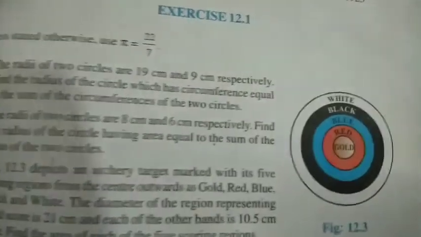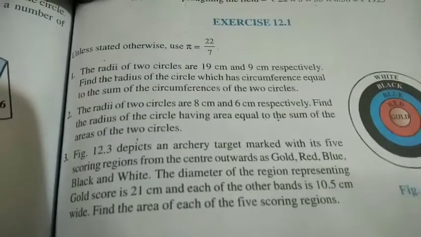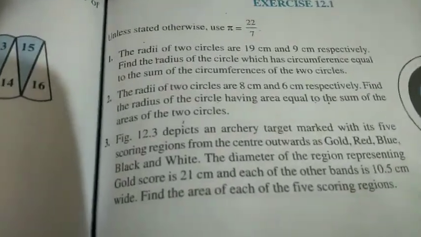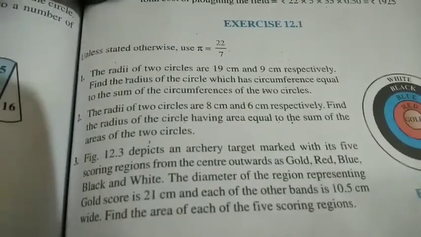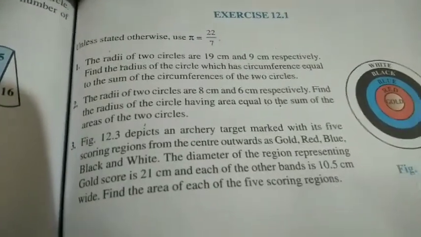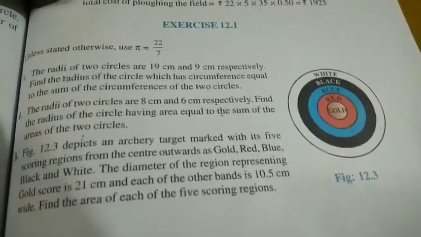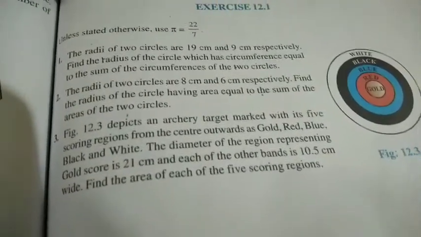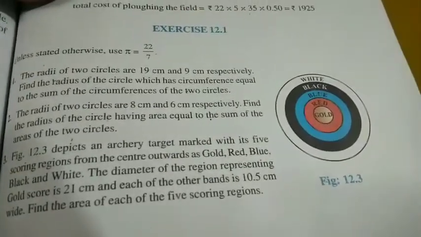Next, question number 3 of exercise 12.1. The figure depicts an archery target marked with 5 scoring regions from the center outwards as gold, red, blue, black and white. The diameter of the region representing the gold scoring is 21 centimeters and each of the other bands is 10.5 centimeters wide. Find the area of each of the 5 scoring regions.